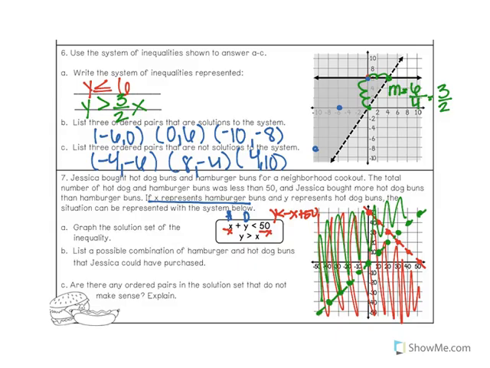List the possible combinations of hamburger buns and hot dog buns that Jessica could have purchased. There's a lot of things that we could have put here, but we're not going to have a negative amount, so we're going to go over 10 up to 25, so we can use the point 10, 25, which would be 10 hamburger buns. And I knew that I could use hamburger as 10 for the X because that's how I labeled it and it was written in the question, and then 25 hot dog buns.